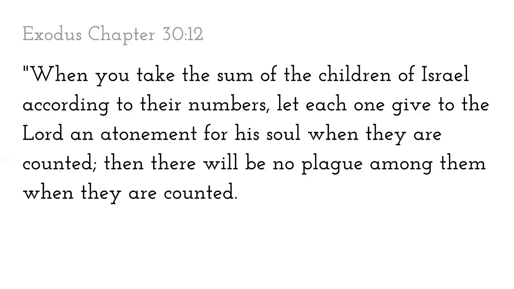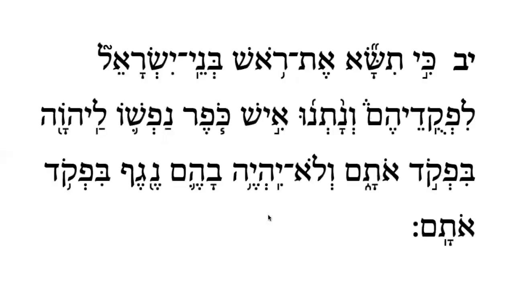I read that this comes from the promise that Hashem gave to Abraham that his descendants would be as the stars of the sky, which can't be counted. But here, Hashem gives a remedy for being punished for taking a census, which is to give something as an atonement for his soul, each man. Okay, let's get into the Hebrew.